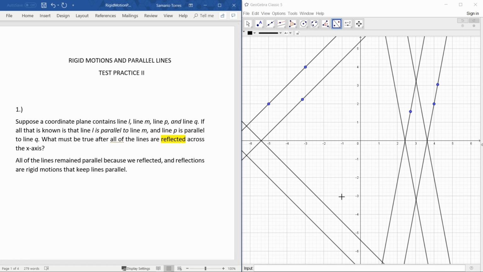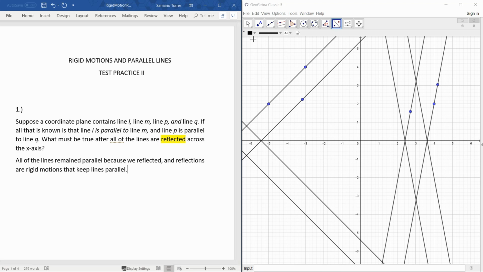You won't be doing any graphing on the test. This was just a little visual, just to see that they stayed parallel. These two started out parallel, reflected, stayed parallel. These two started out parallel, reflected over the x-axis, and then they stayed parallel.